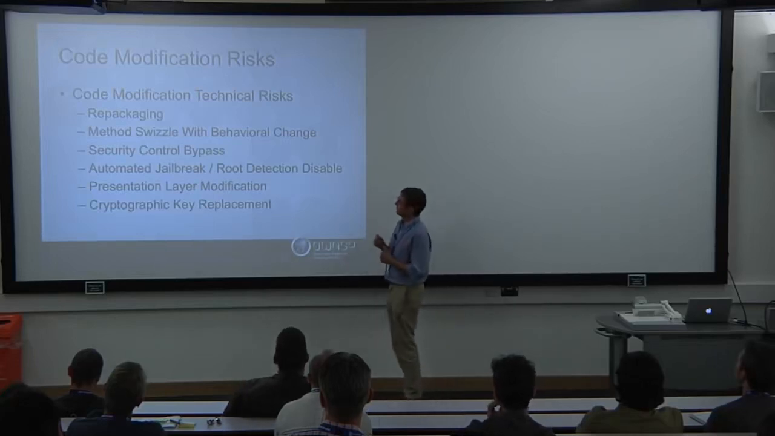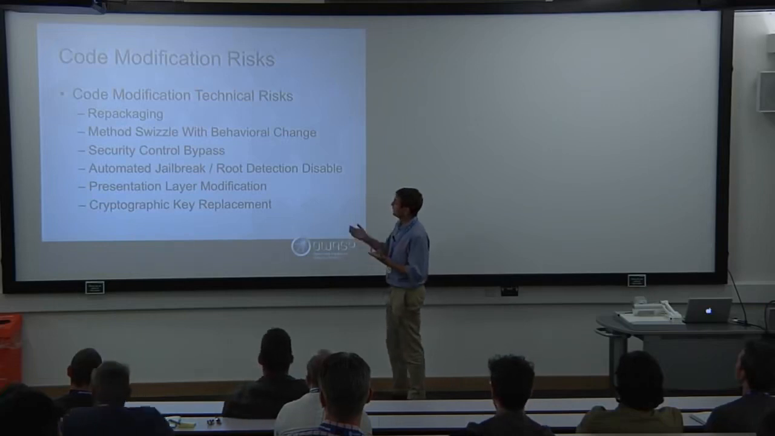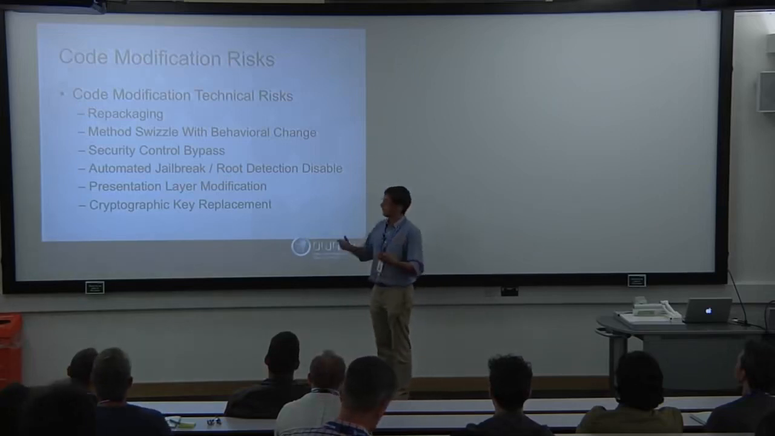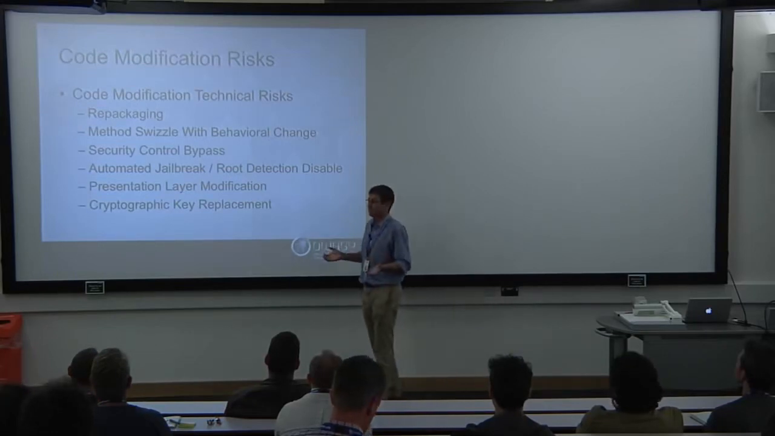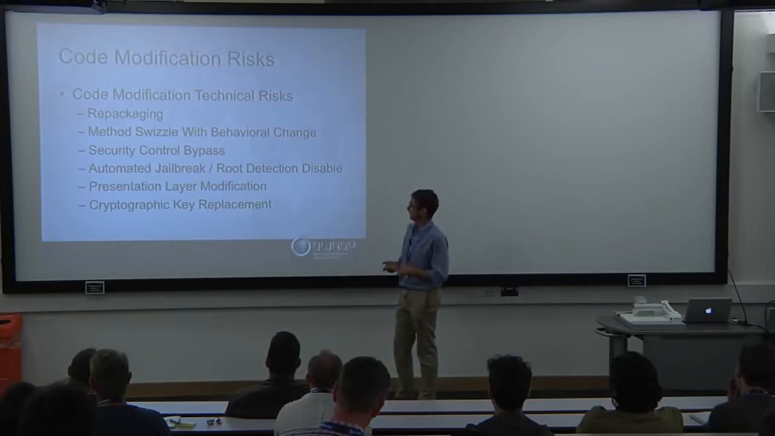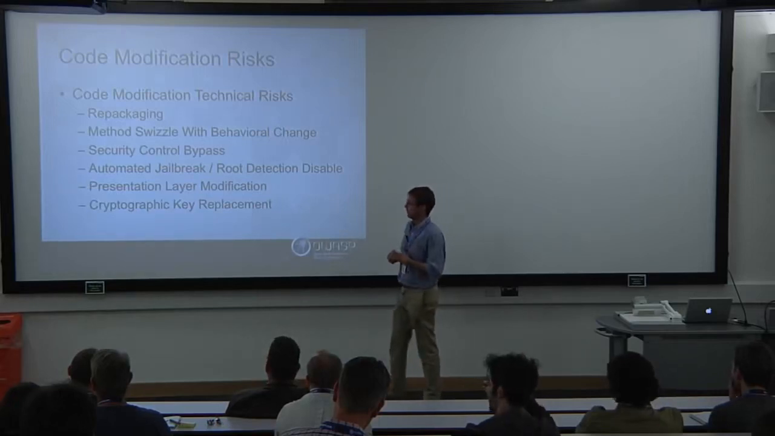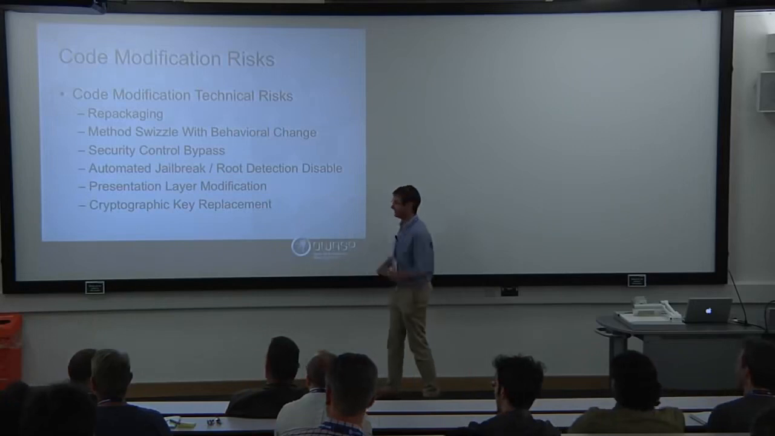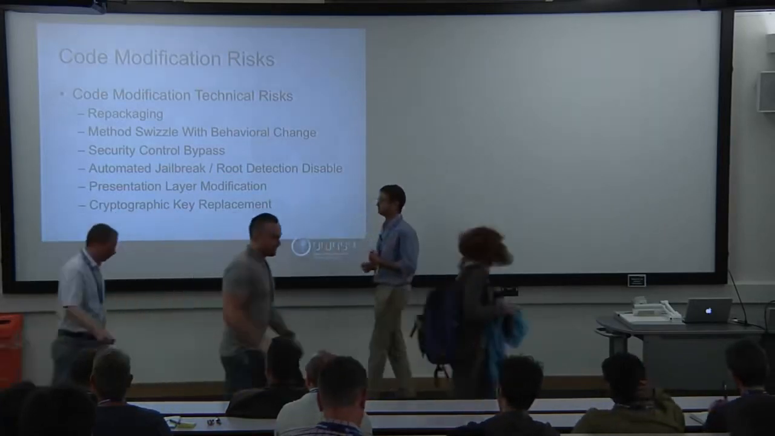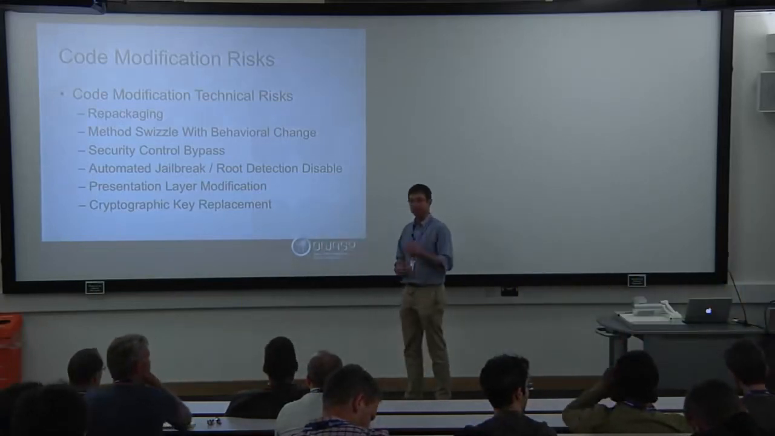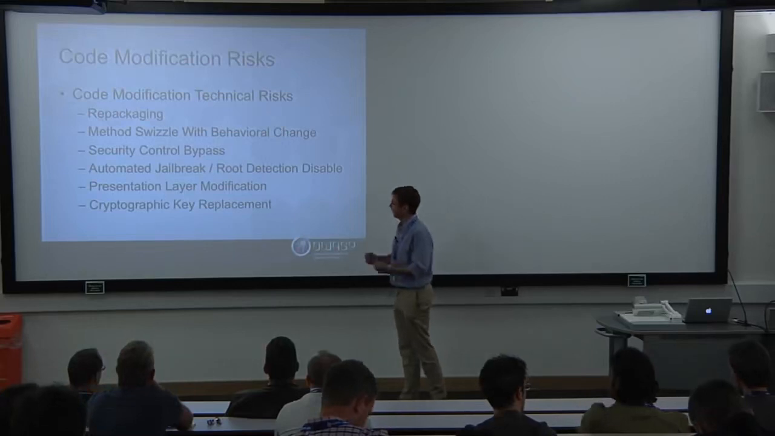You do have to be on a jailbroken phone to do it, though. Security control bypass: if you've got your own checks in there to verify your environment, that no one's changed anything and it's all legitimate, people are going to try and get around that. Jailbreak and root detection disabling is in the same category. People will try to turn off your jailbreak detection because it's their right.